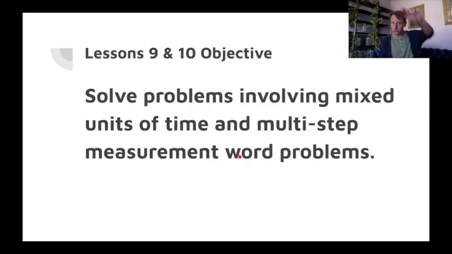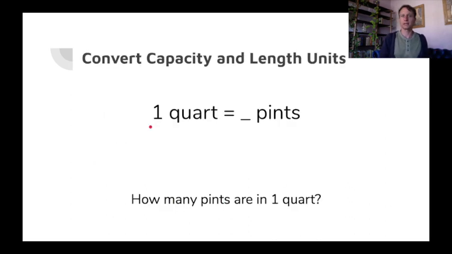So we're going to be doing two things in here. We will solve problems involving mixed units of time. Now, I think that's relatively straightforward because if you can skip count by 6, the time stuff will come to you relatively easily. And then we're going to do a couple of multi-step measurement word problems. So it will be a little long, this lesson, because we're combining two, but not quite as long as doing the two separately, so be glad for that. All right, here we go.